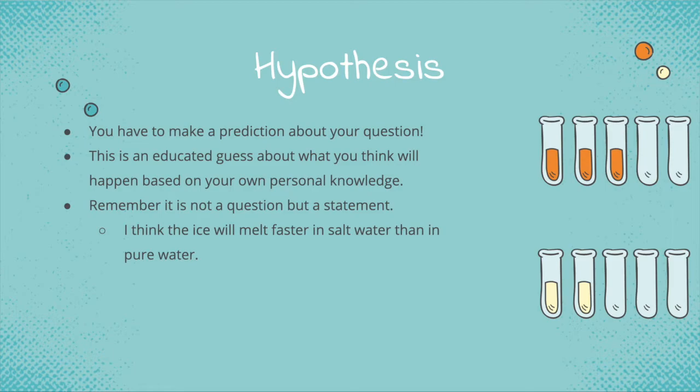Now for step 3, the hypothesis. This step involves you making a prediction. So this prediction isn't just some random guess. It's actually an educated estimate based on what you think will happen. It is always in the form of a statement and not a question. So for my question, my hypothesis is that ice will melt faster in salt water than in pure water. But you could have a completely different hypothesis than me, even if we had the same question.